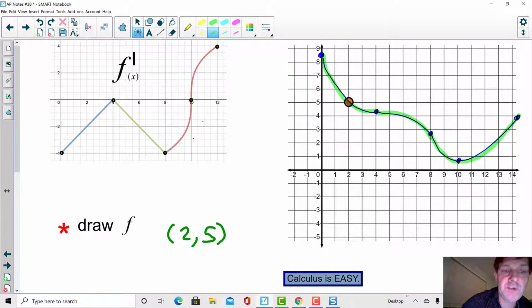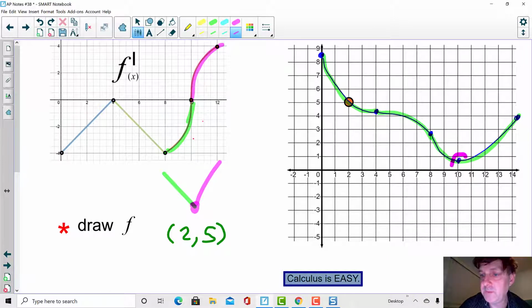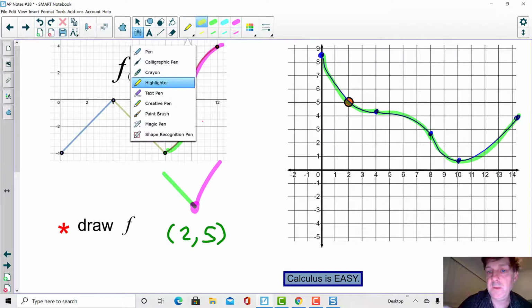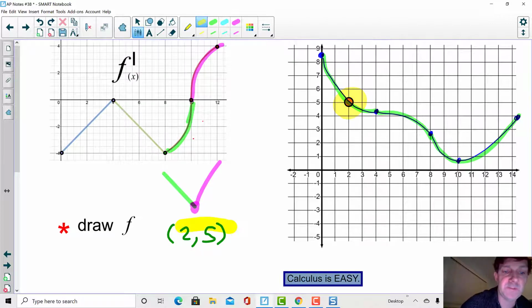Remember, our derivative changes from negative, which would be decreasing for our original function, to positive, which is increasing for our original function. So at x equals 10, we change from decreasing to increasing. So we would expect to have a relative minimum at that spot where it changes. So here's our relative minimum. So notice x equals 10 is where you see a relative minimum value. Remember, this is just a sketch. The only point that has to be 100% correct is the point 2, 5, and that's because that was given to us.